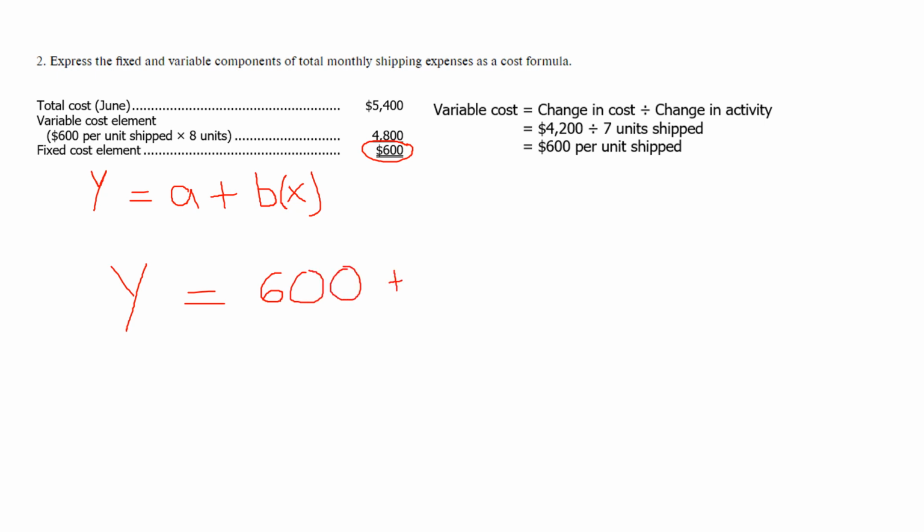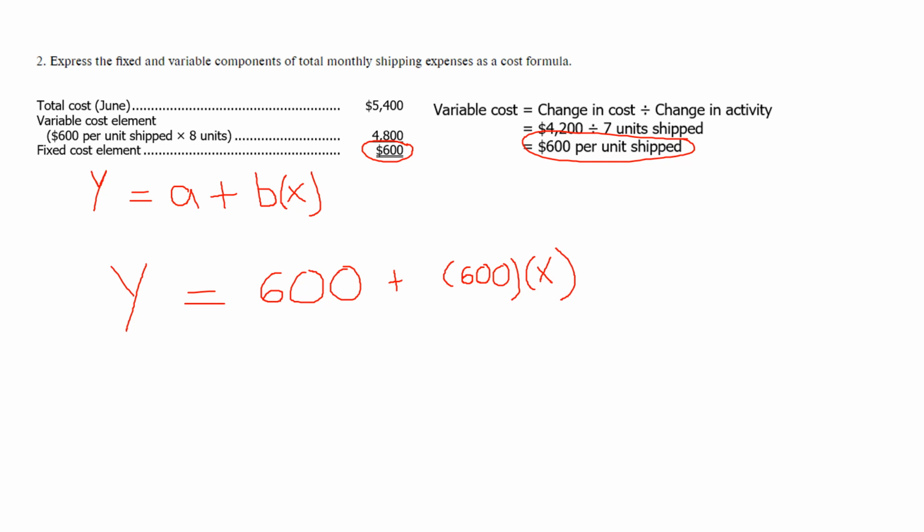plus our B, which is our variable cost per unit. So as we figured out up here, our variable cost per unit is going to be $600 per unit times our number of units. So this is our total formula: our mixed cost will be our $600 of fixed cost plus our $600 per unit shipped times our units shipped of X. And so you can see that this is going to work, for example.